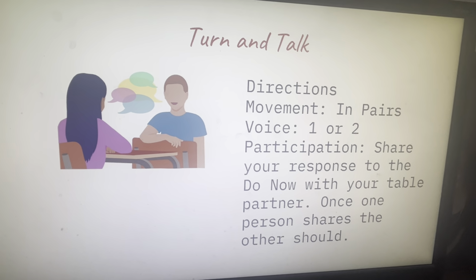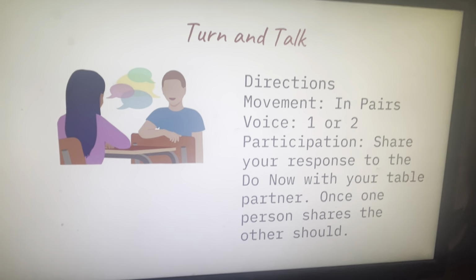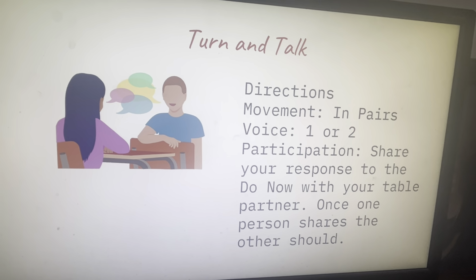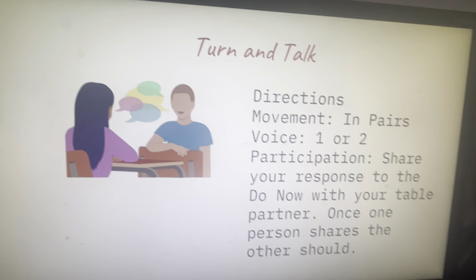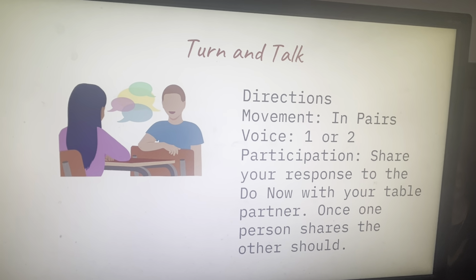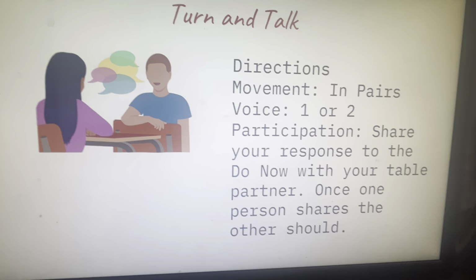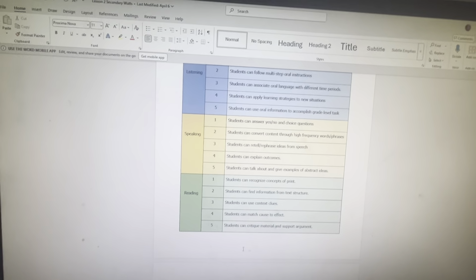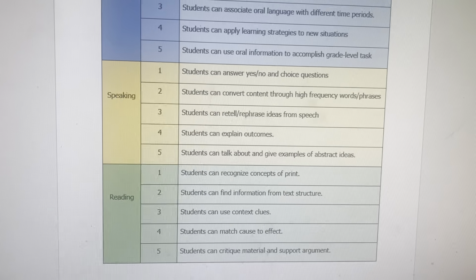Okay, turn and talk. So in pairs, you're going to share the responses with another person at the table, and as they should share with their other partner as well. So it's going back and forth. This fits in with the speaking. Students can answer yes or no questions.